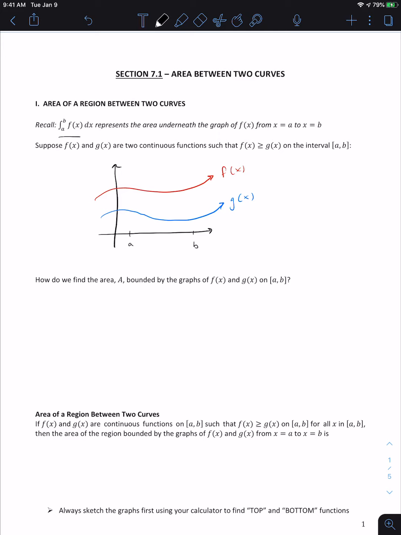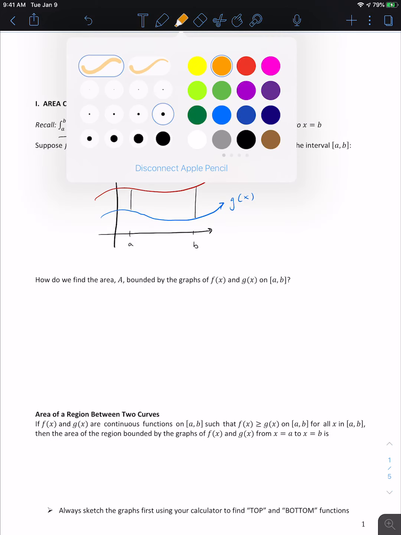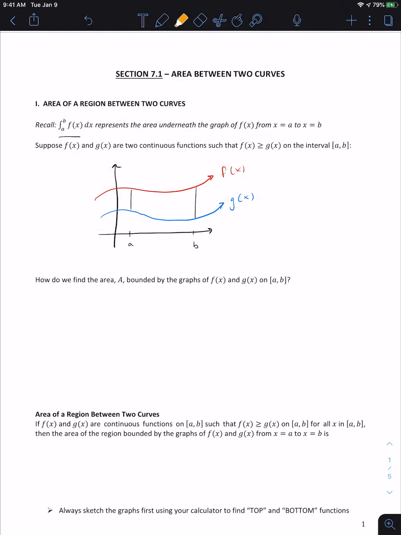So now the question is, how do we find the area A that's bounded by the graphs of f of x and g of x on the interval from a to b? Let's first draw what this area bounded by the graph looks like. This is the area we're trying to find, the area A that's bounded by the graphs of f of x and g of x. So how do we find that?